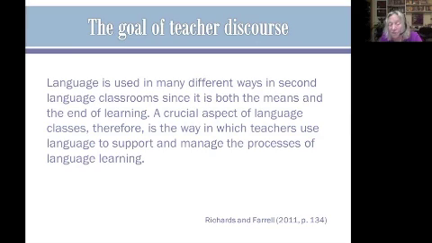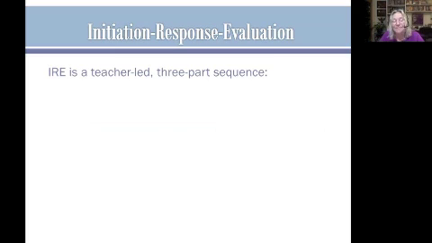Okay, so here's from Richards and Farrell again, and they say, language is used in many different ways in second language classrooms since it's both a means and an end of learning. A crucial aspect of language classes, therefore, is the way in which teachers use language to support and manage the processes of language learning. And I mentioned that lots of different things fall into this bigger category of classroom discourse, like the kinds of questions that I use in my classroom, or the ways in which I greet students, for example. But I'm only going to talk about one of them today, and that's a sequence that's really classic in the language classroom, which is called IRE or IRF. So, what is IRE?